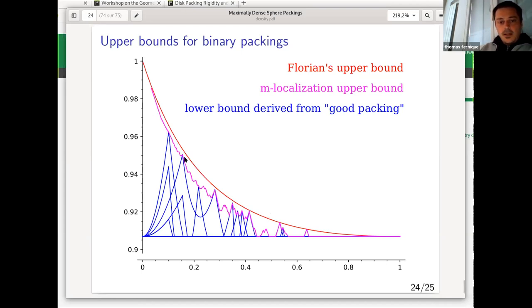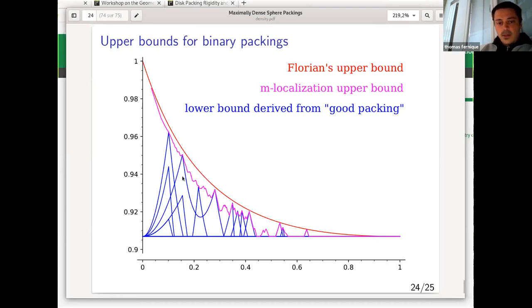And in pink, it's the curve that I got today. I'm working on this the last time. It's the upper bound that you get with the M localization. Okay, so you don't know the optimal density, so you just try with some density. Does it work? It means, does the M localization find a good way to distribute the weight, so you can get an upper bound thanks to local density inequality. And I got this curve like this. In particular, you see that at some point it meets the density pi over square root of 12. So here it's optimal. You can at least do this density and no more.